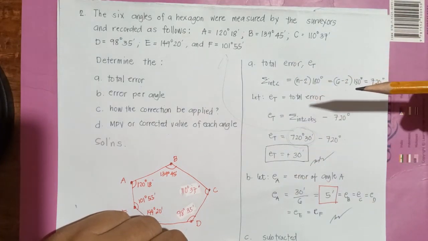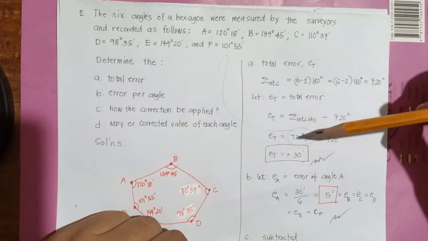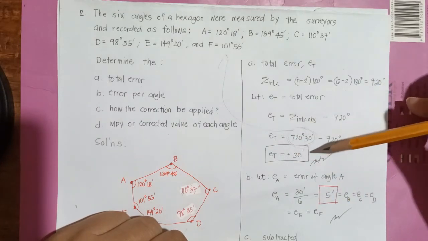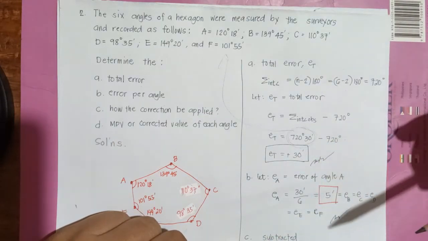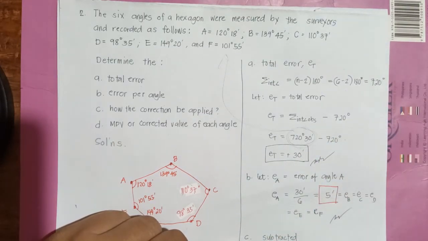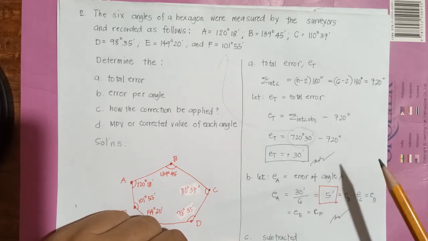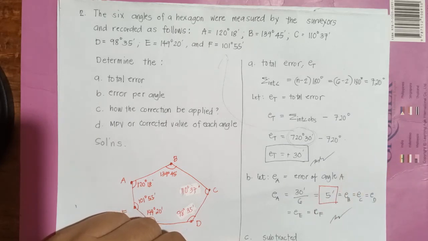Okay? So the correction, you have to subtract, so that we remove what is excess. So that's why it is subtracted. You should subtract the error from each angle to get the corrected value of each angle. Okay? So our answer is subtracted.